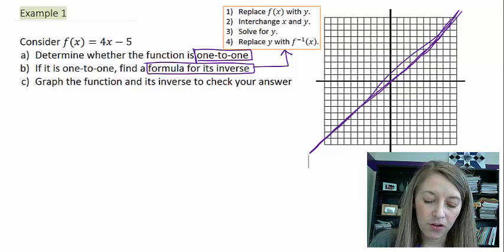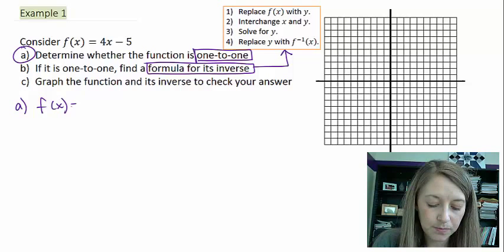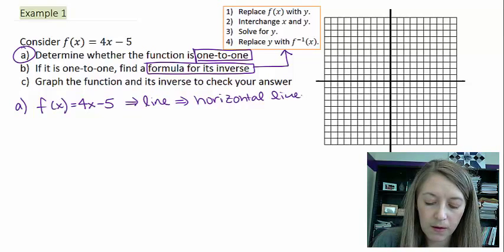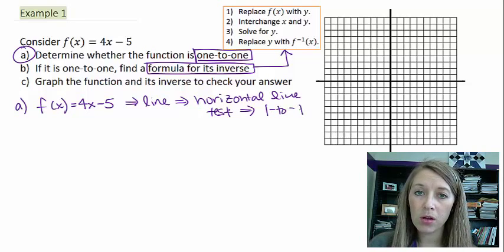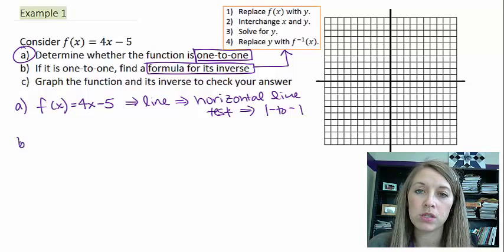Okay, so first, let's prove that this function is 1 to 1. Well, we know that f of x is a line, and we know that the line passes the horizontal line test. So that tells us that this function is 1 to 1. Or you can also prove it formally like we did in the last video. So we know that it's 1 to 1, so now in part B, we actually want to find the formula for its inverse.